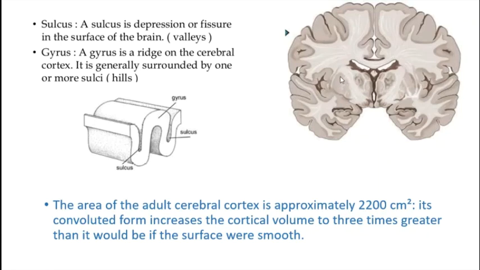And these small collections of the grey matter are the basal ganglia. This is the white matter, the fibers going downwards. This is obviously the grey matter and these are the subcortical grey matter collections.